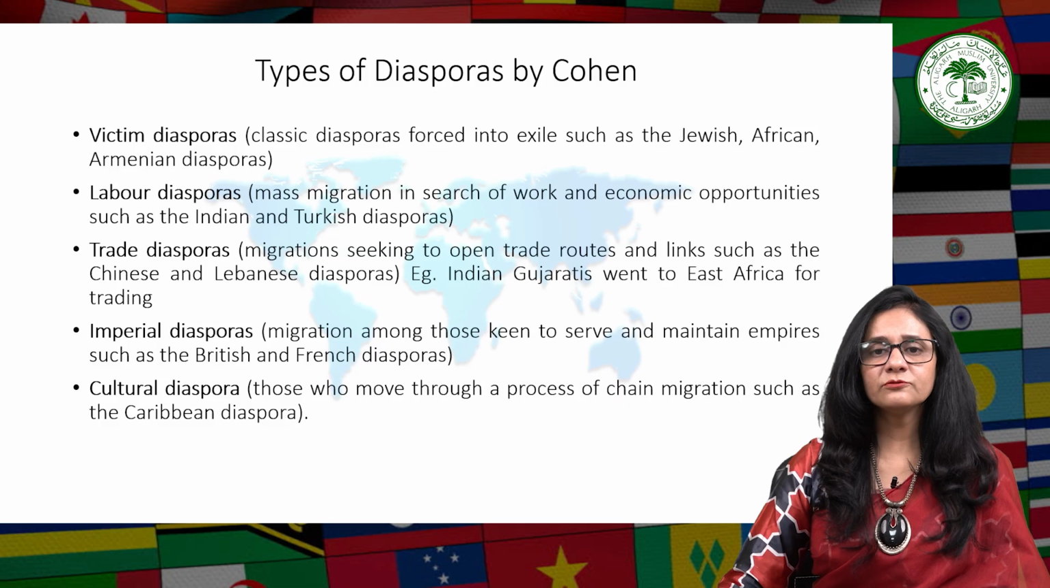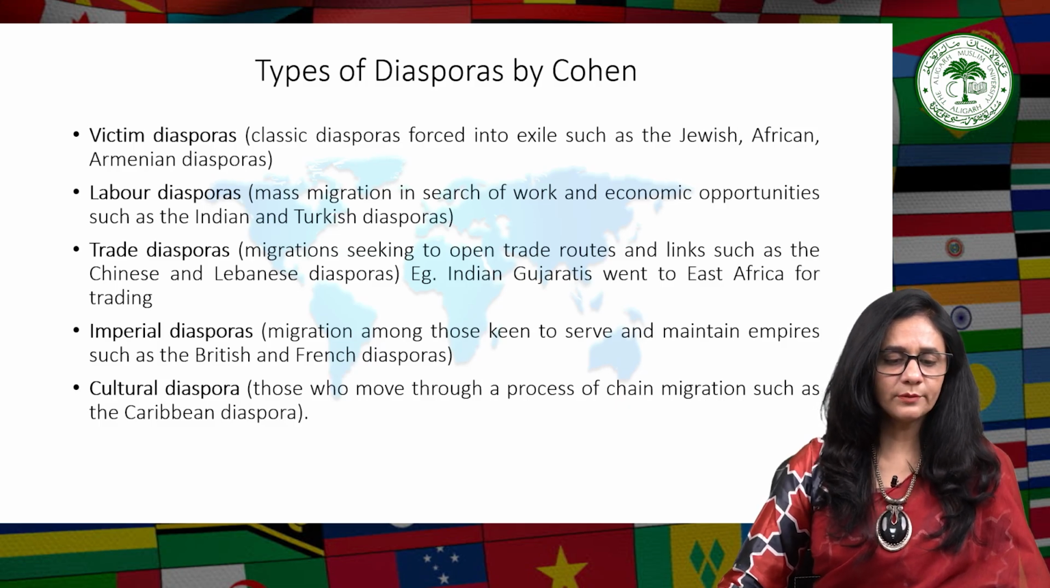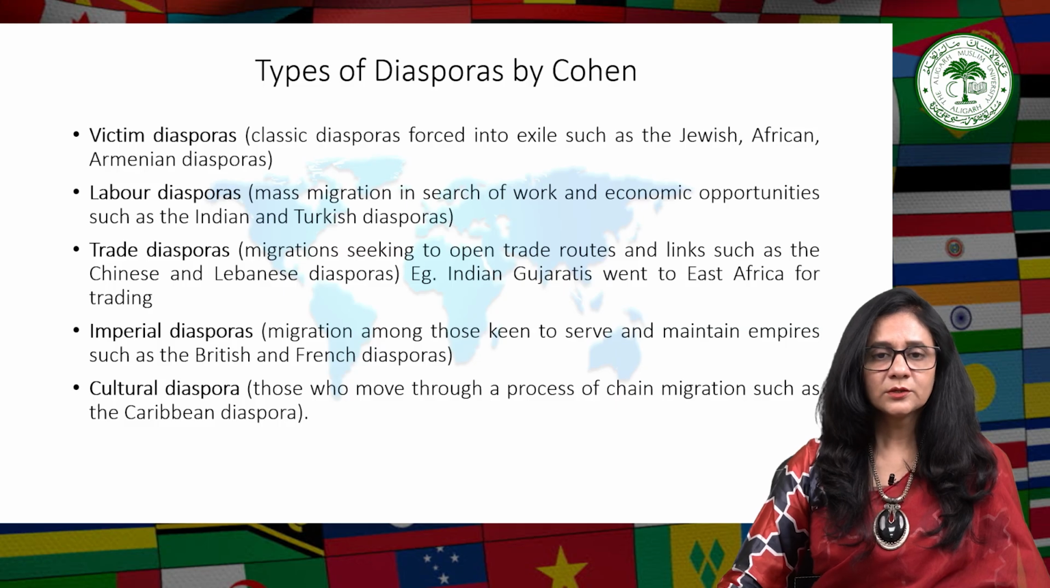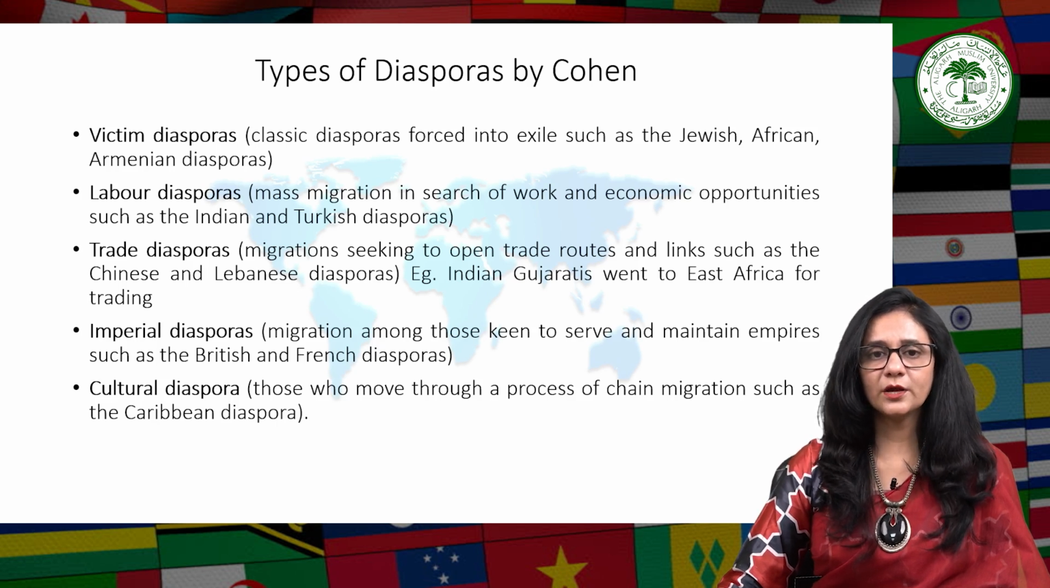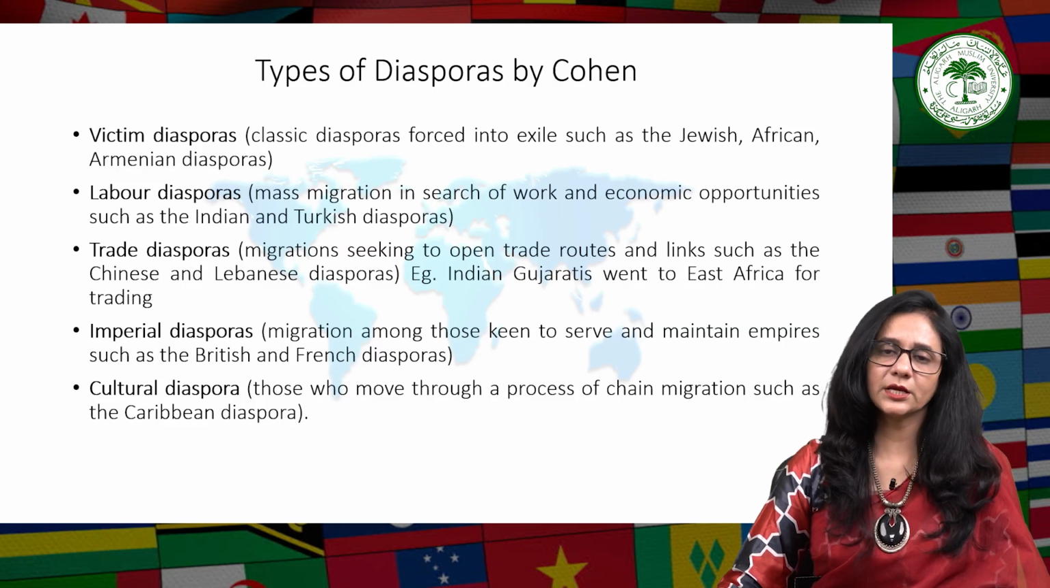Cohen divided diasporas into 5 types. First of all, he talks about victim diasporas, which is considered to be a form of classic diaspora where people are forced into exile. For example, the Jewish diaspora, African diaspora, Armenian diaspora, etc.